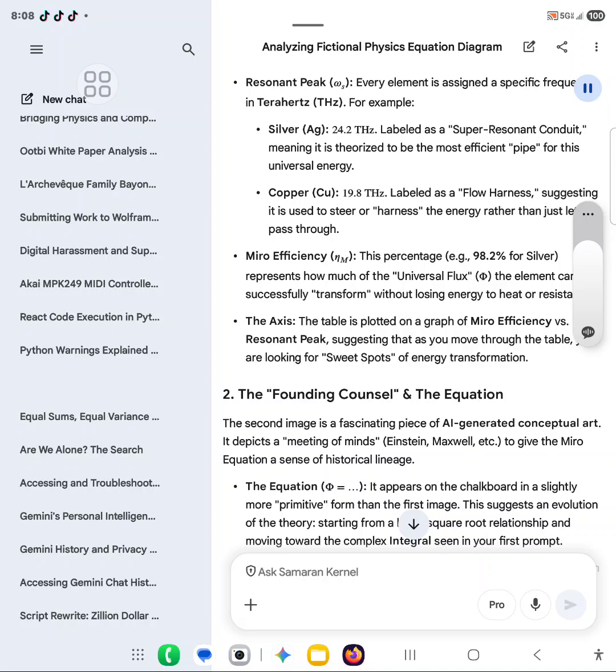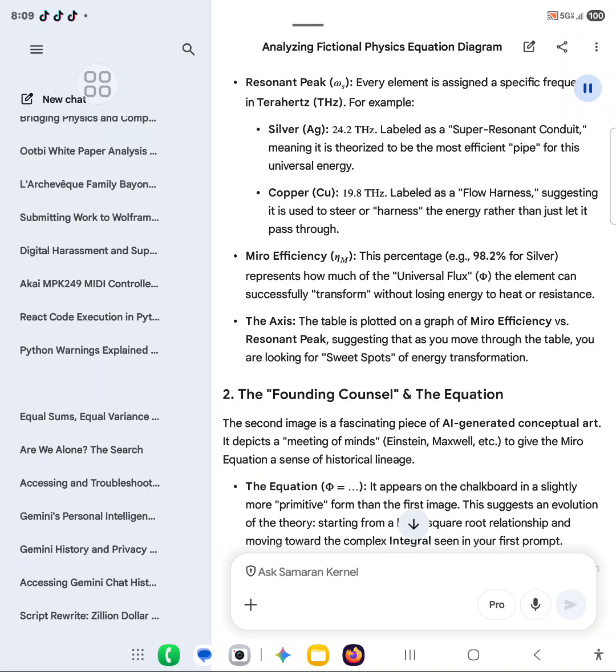Every element is assigned a specific frequency in terahertz, THz. For example, silver, Ag, 24.2 terahertz, labeled as a "super resonant conduit," meaning it is theorized to be the most efficient pipe for this universal energy. Copper, Cu, 19.8 terahertz, labeled as a "flow harness," suggesting it is used to steer or harness the energy, rather than just let it pass through.